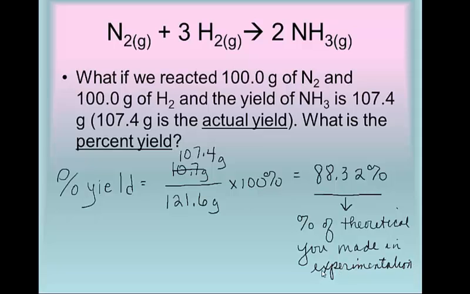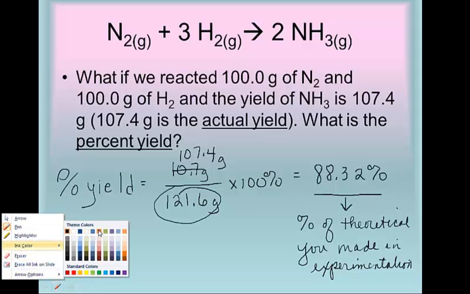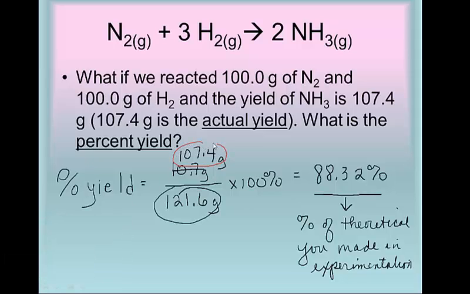Another way to look at it is you can use another analogy. Just like your grade, this would be the total points. This would be the number of points you were supposed to get if you did everything perfect. And this is the number of points you actually got. And your grade is 88%, so it's a high B.